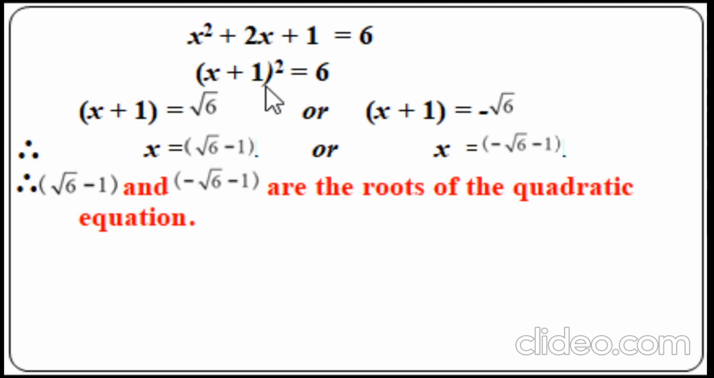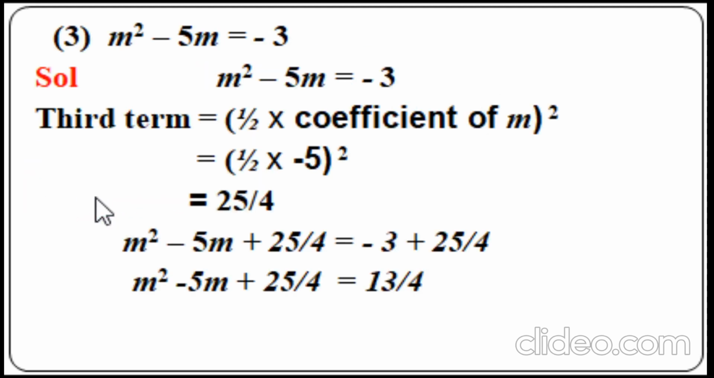So x plus 1 the whole square is equal to 6. By taking the square root, x plus 1 is equal to root 6 positive or root 6 negative. So by solving this we get x is equal to root 6 minus 1, or x is equal to minus root 6 minus 1. So these are the two roots of the equation, minus root 6 minus 1 and root 6 minus 1.